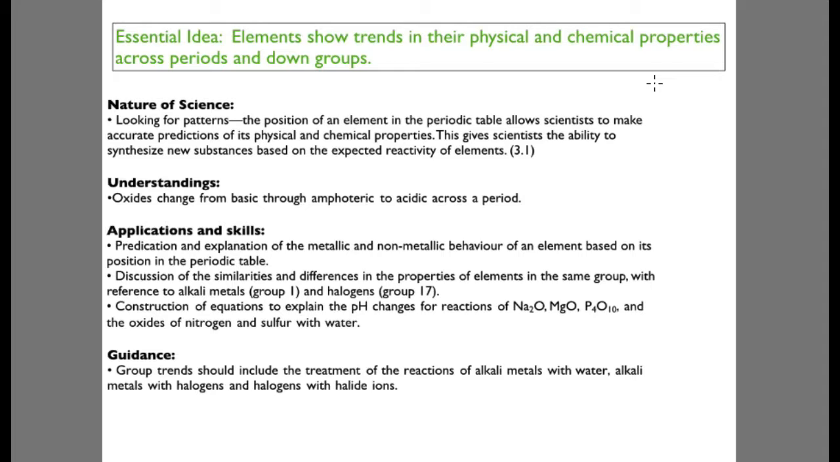The position of an element in the periodic table allows scientists to make accurate predictions of its physical and chemical properties. This gives scientists the ability to synthesize new substances based on the expected reactivity of elements. Understandings: oxides change from basic through amphoteric to acidic across a period.